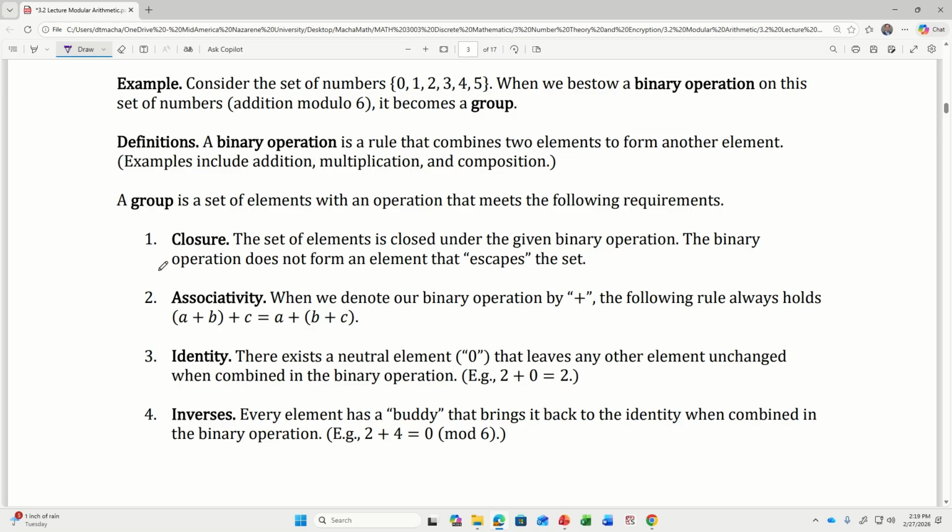So a group is a set of elements with an operation, and it has to meet these 4 requirements. If you fail to meet any of these 4 requirements, we don't call it a group, we just call it a set with an operation. So group has a fancy meaning in mathematics.